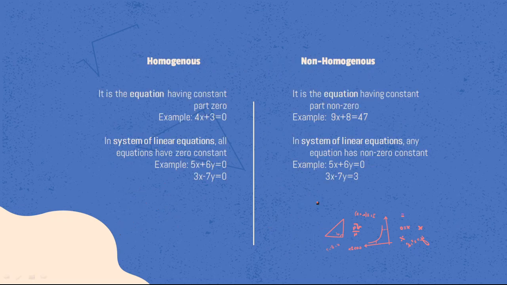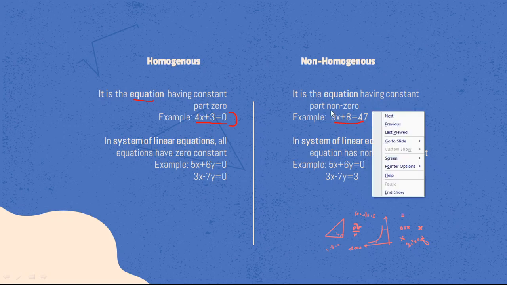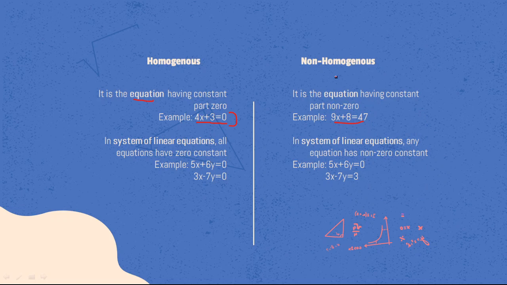A system of linear equations can also be divided as homogeneous and non-homogeneous. In terms of an equation, we say an equation is homogeneous if its constant part is 0. For example, look here, 4x plus 3 is equal to 0. Here the constant part is 0. That's why it's a homogeneous equation. But in this equation, 9x plus 8 is equal to 47, the constant part is not 0. That's why it's a non-homogeneous equation, as the constant part is non-zero.